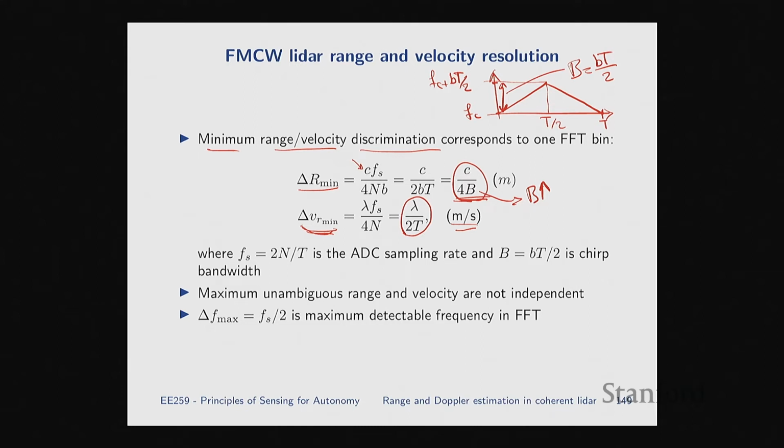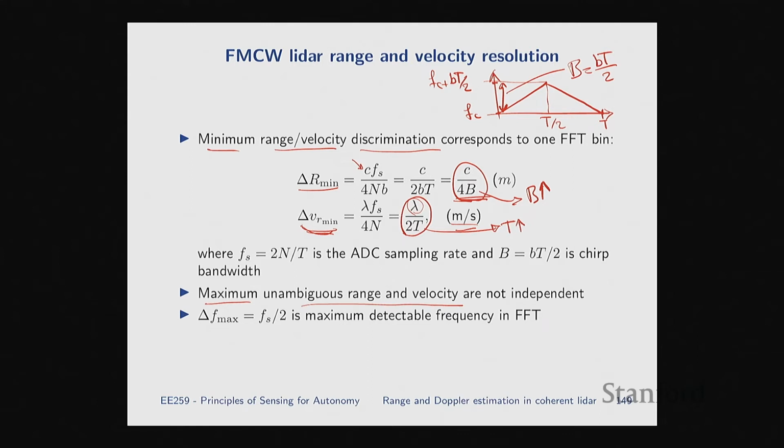If you want more velocity resolution, what can you do? Increase chirp duration, or go to shorter wavelengths, for instance. And that's what you can do. What about maximum unambiguous range and velocity? So in this case, they are coupled.